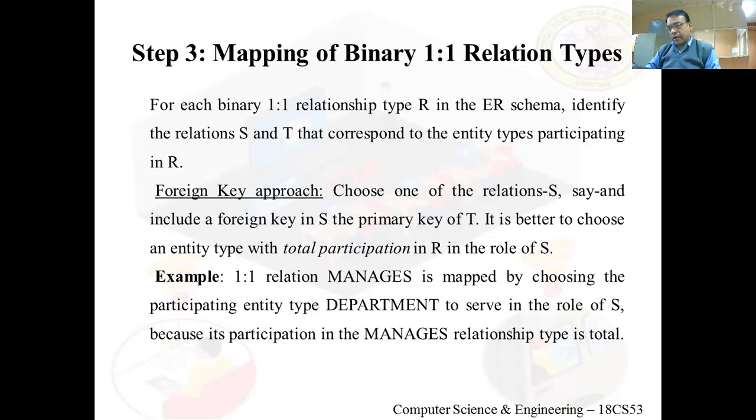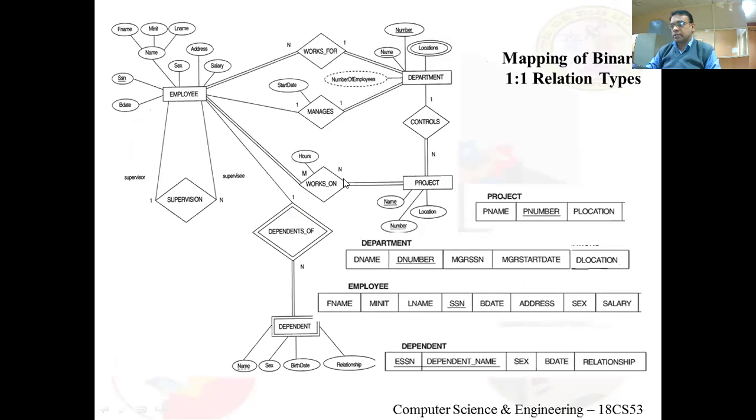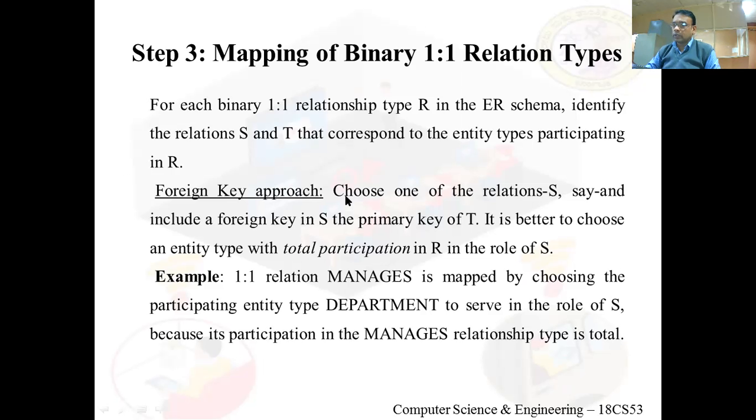First of all, we have to identify the 1:1 relationship in an ER diagram. Here is the diagram that helps us understand this step number 3. The 1:1 relationship type is manages. I will call this S and this T, because I am calling department S since it has total participation. So the same thing is told here.